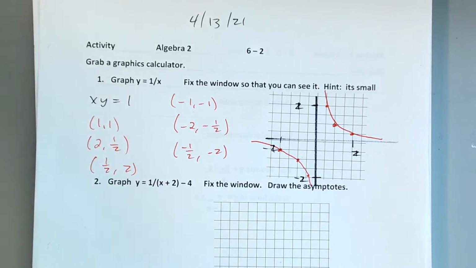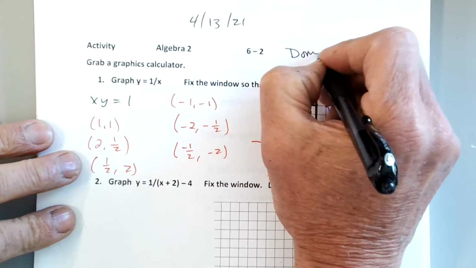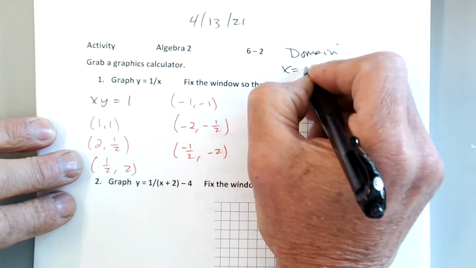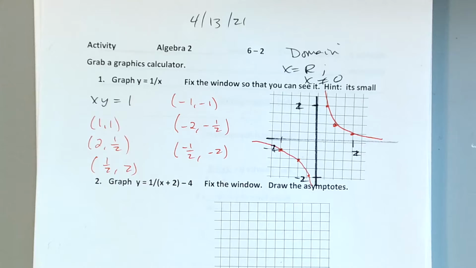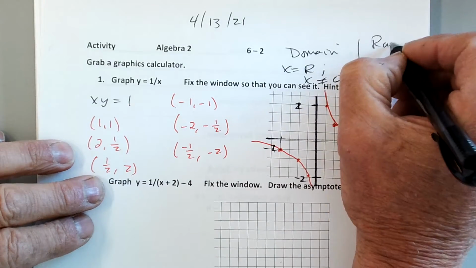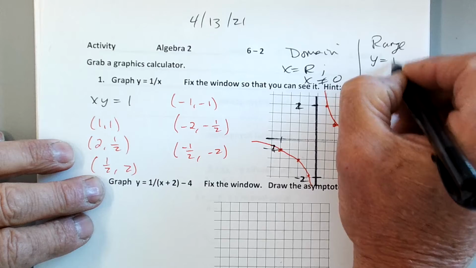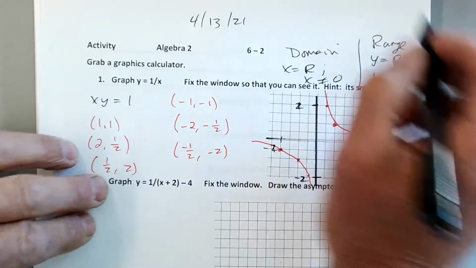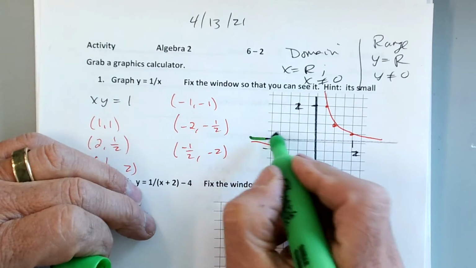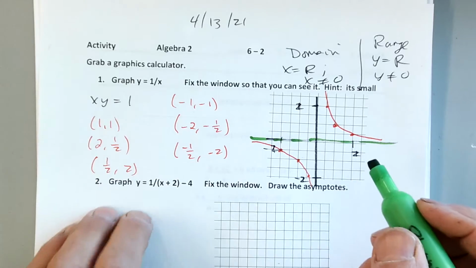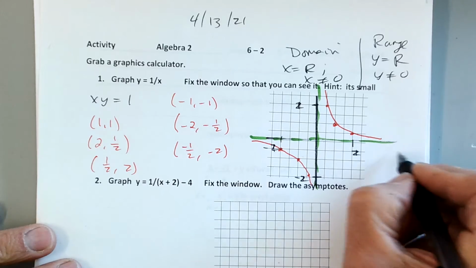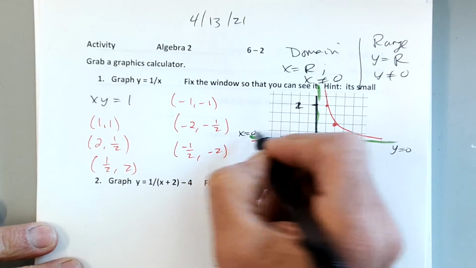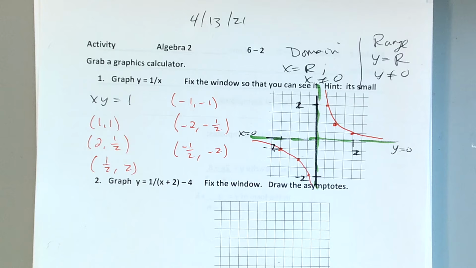I know the domain is x equals all real numbers except x cannot equal 0, right? And I know the range is y equals all real numbers except y cannot equal 0. And so I'm going to put in some asymptotes, right? I like the asymptotes because those are my boundary lines. A horizontal asymptote and a vertical asymptote at y equals 0 and at x equals 0, okay? So that is our parent function, okay?